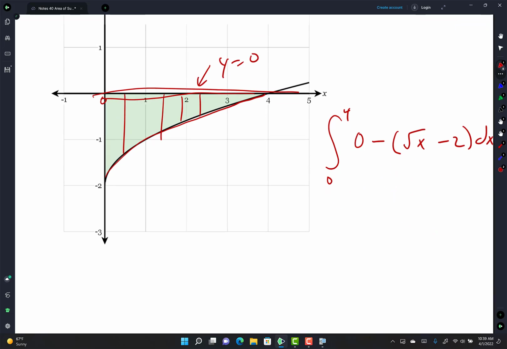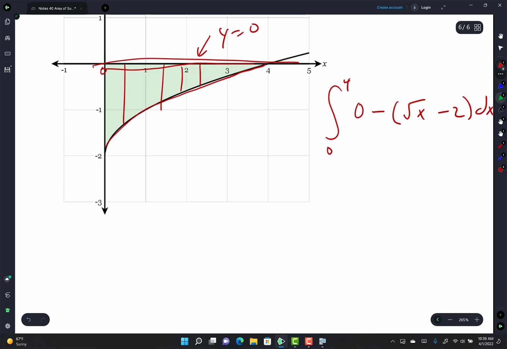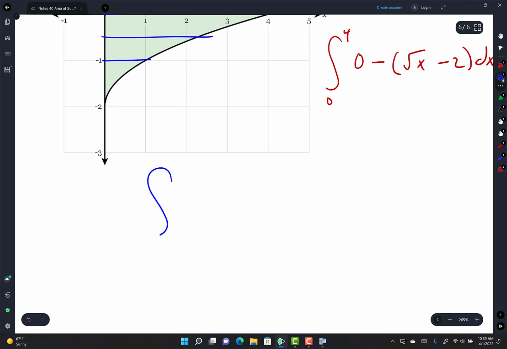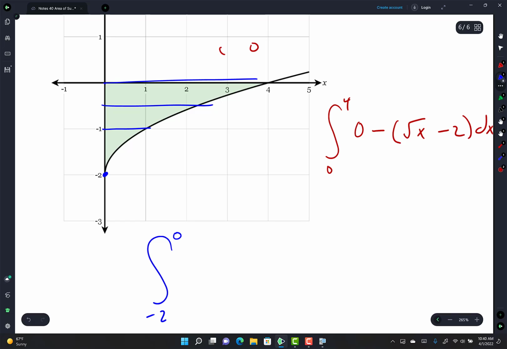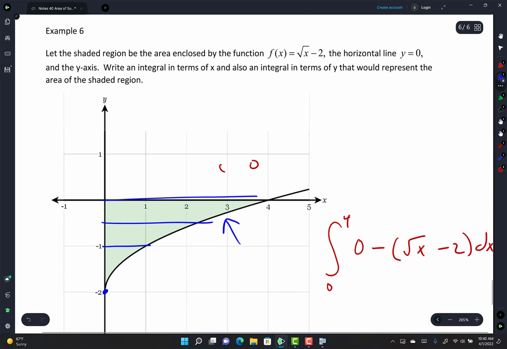Cool? Okay. Now let's do it in terms of y. So now I'm using blue here. So here's my dy's. A dy, a dy, a dy. So integral. What's my lower limit? -2. What's my upper limit? Perfect. No one got tricked. Which curve is on top? Yeah, so maybe we should have figured out what that is in terms of y, right?